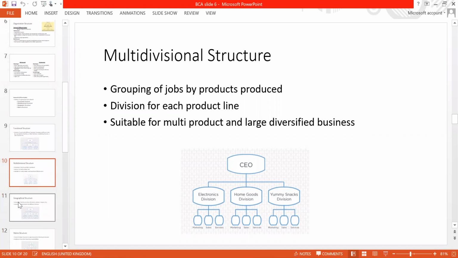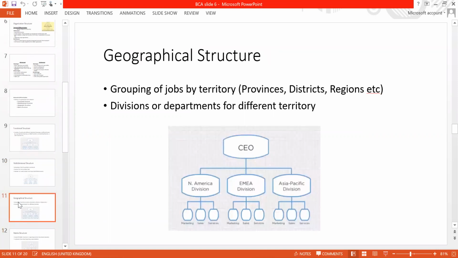So another one is the geographical structure, where you first divide the organization on the basis of your geographic territory. So you will have one division which looks after, let's say, America. Then there is another division which looks after Europe and Middle East, Asian countries. And then there is another division which looks after Asia Pacific. So you first divide the organization on the basis of geographic territory into different divisions. And for each division, again, you have all these specialized works done for those divisions.